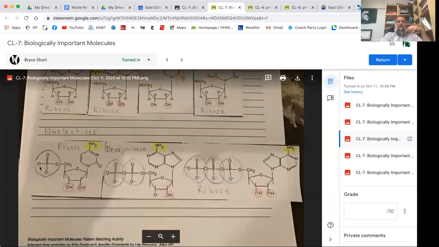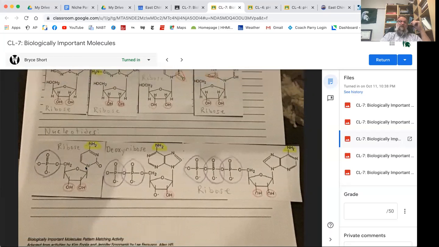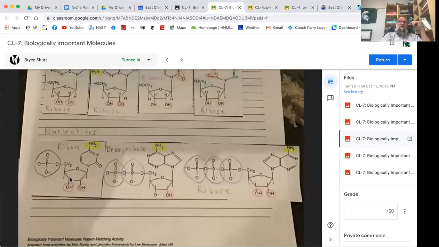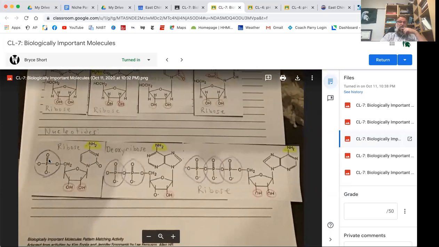Nucleotides can contain, under normal conditions, and remember, nucleotides are the monomers that build DNA and RNA. Normally it's one nitrogen base, one sugar, and one phosphate group. That's a nucleotide. That's the monomer.